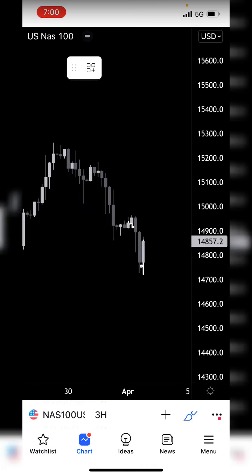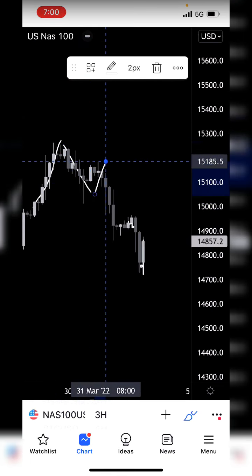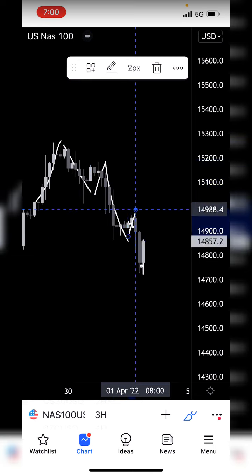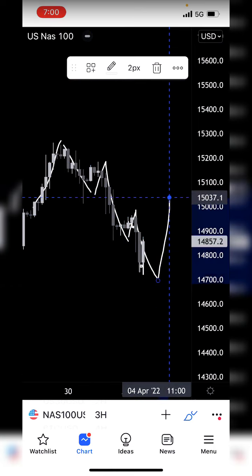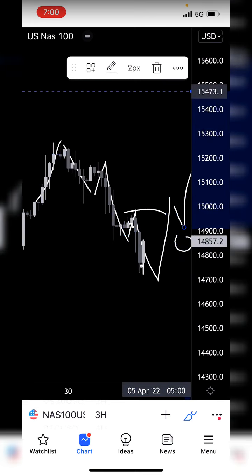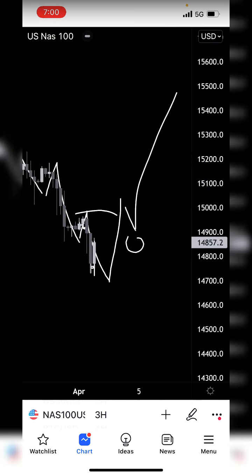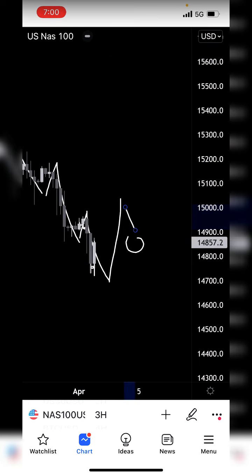So here we made a high, came down, made that low, made a high right here, came down, made a low, came up, made a high right here, came down, made a low. I need the 3 hour, well, I'm on a 3 hour, but the higher time frame to come up, break this, pull back, I enter, take it up. I hope that made sense, because that's basically it.